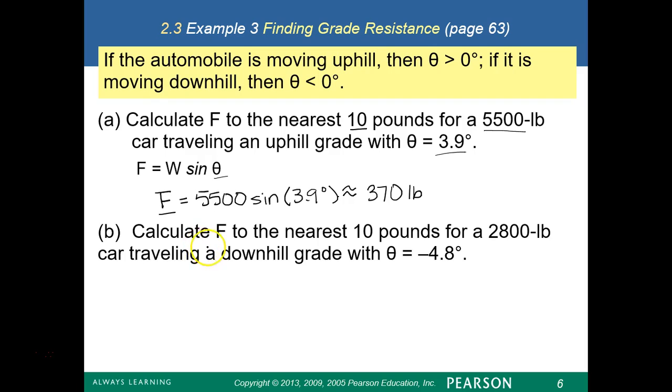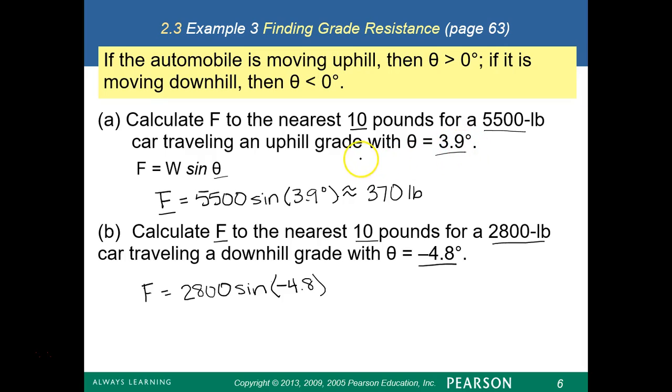Now, we're going to be asked here on part B to calculate F again to the nearest 10 pounds for a car that weighs this much traveling on a downhill grade with theta equal to negative 4.8 degrees. Again, we're given all of our information. So F equals our weight of our car times sine of our negative 4.8.